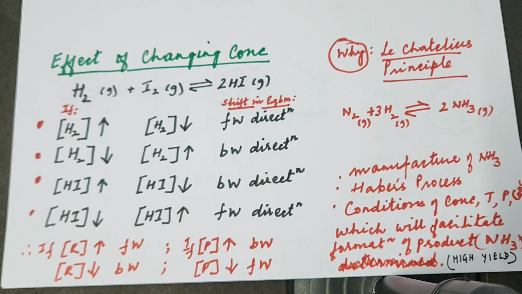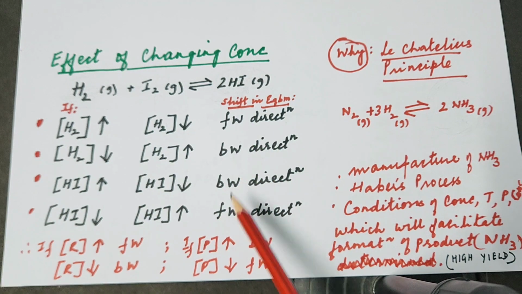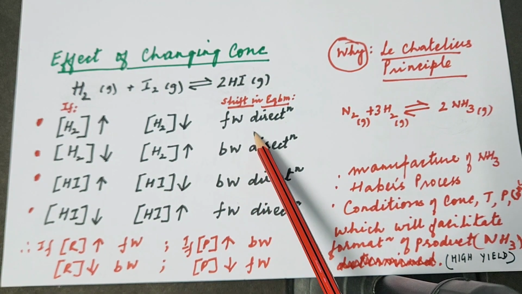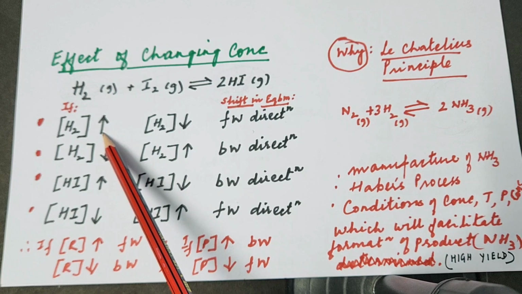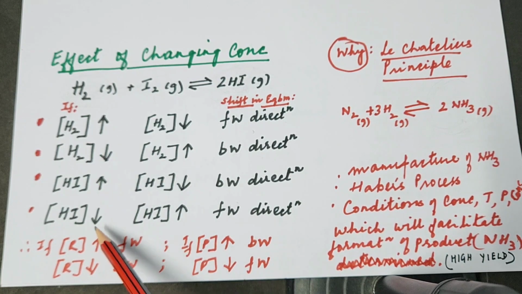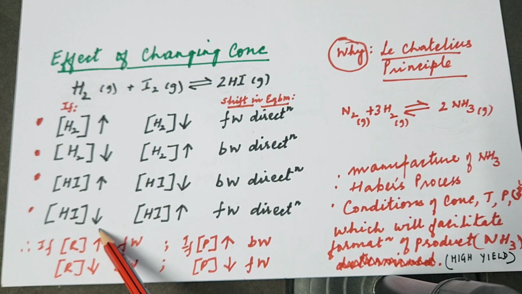Before we go on to study the impacts of other factors on an equilibrium system, let us understand why we are studying Le Chatelier's principle. Or where are we going to apply Le Chatelier's principle? As an example, we have the Haber's process, which is used in the manufacture of ammonia. Once over here you have understood that if we want the reaction to move in the forward direction, I may either increase the concentration of the reactant or I may decrease the concentration of the product.